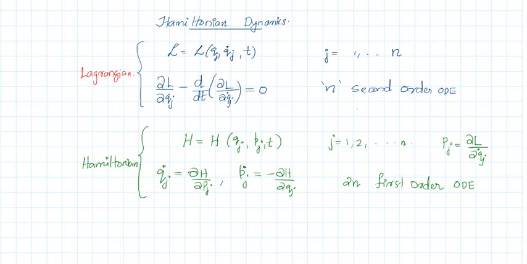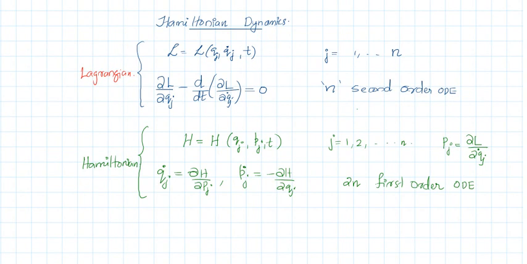In my last few lectures, I discussed Lagrangian dynamics, and in the last lecture I think we discussed cyclic coordinates and the physical advantage. Now we will move on to Hamiltonian dynamics.